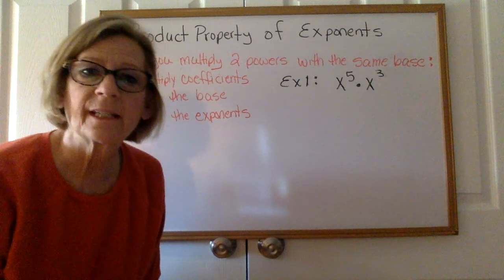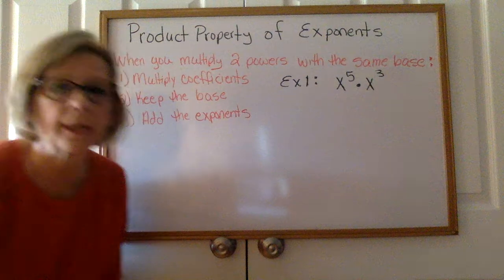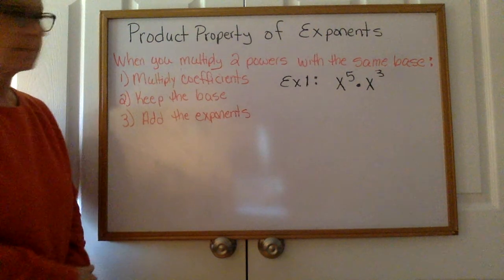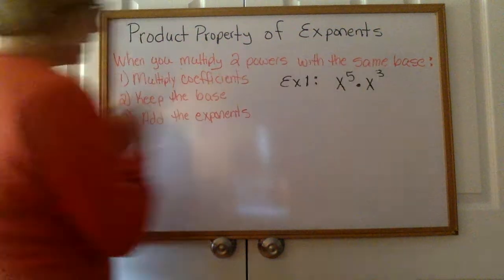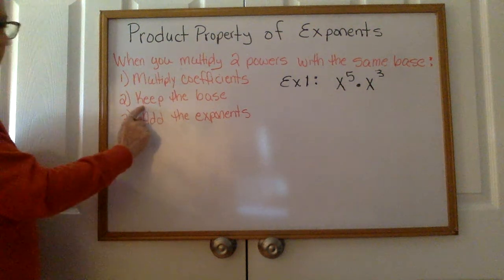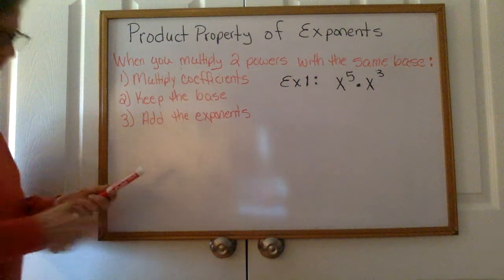Good morning. Today we're going to look at the product property of exponents. The product property of exponents. When you multiply two powers with the same base, number one, you multiply the coefficients. Number two, you keep the base. And number three, you add the exponents.